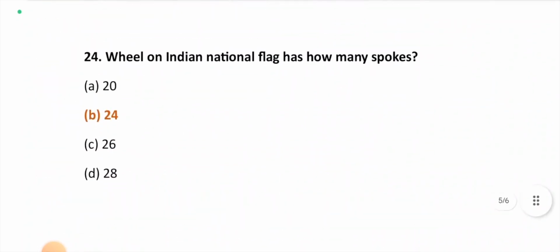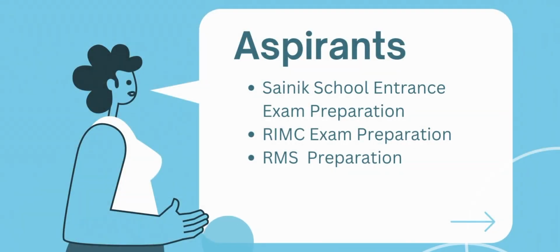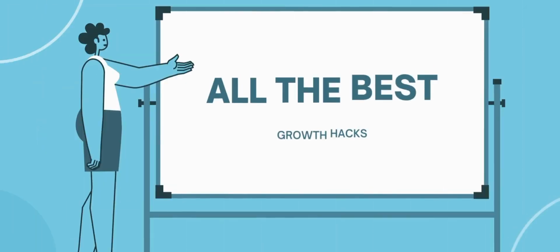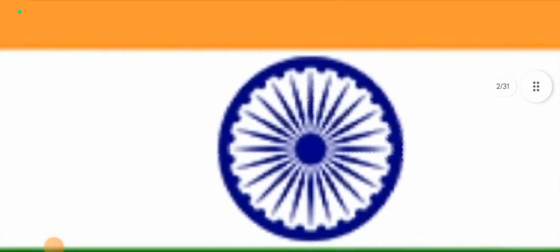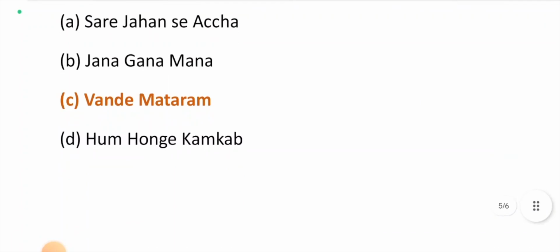Next question. The wheel on the Indian national flag has how many spokes? There are 24 spokes in the wheel on the Indian national flag. Which of the following is the national song of India? Option C, Vande Mataram.